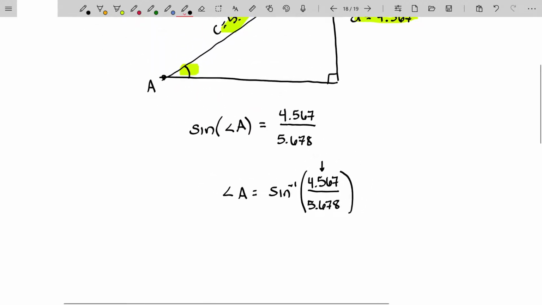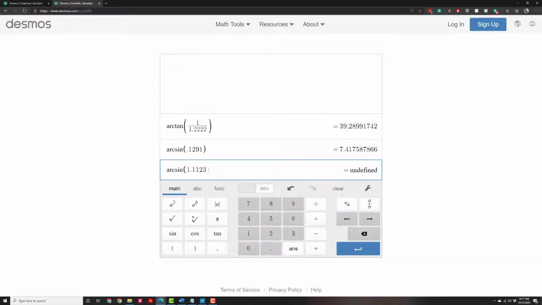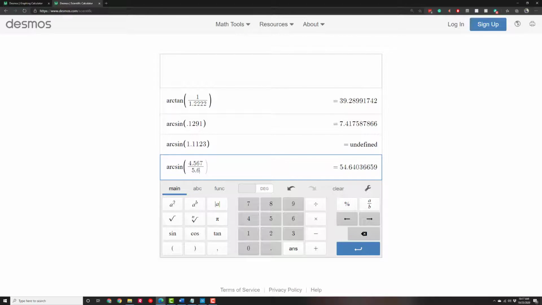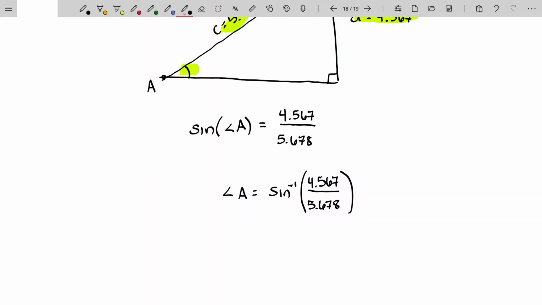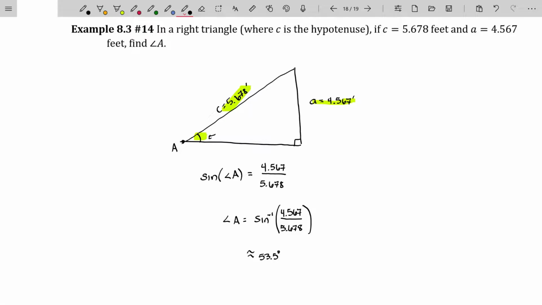All right, so let's grab a calculator and figure out what the arcsine of 4.567 divided by 5.678 is. I'll go over to my calculator, which is right here, and I'll do the arcsine of 4.567 divided by 5.678. And we get 53.5 degrees. I'll write that in here roughly, 53.5 degrees. There you go. So that would be the measure of this angle right here, 53.5 degrees.